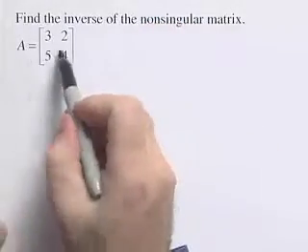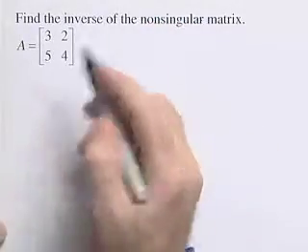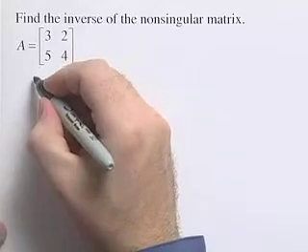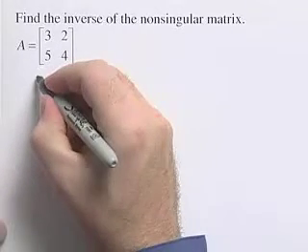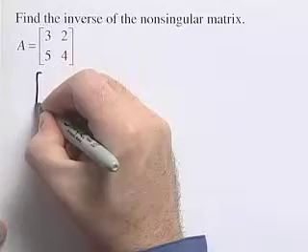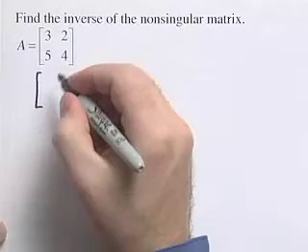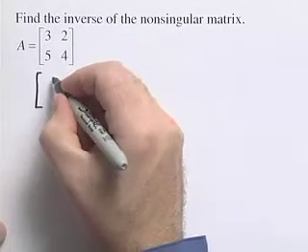For this problem, we're going to find the inverse of a non-singular matrix. We're going to do this algebraically. Here we're given this non-singular matrix A. To find the inverse, we first want to augment this matrix with an appropriate identity matrix. Since we have a 2 by 2 matrix here, we're going to use a 2 by 2 identity matrix.